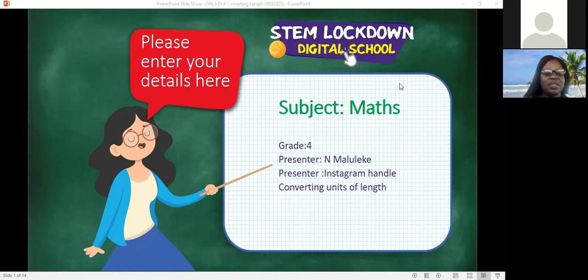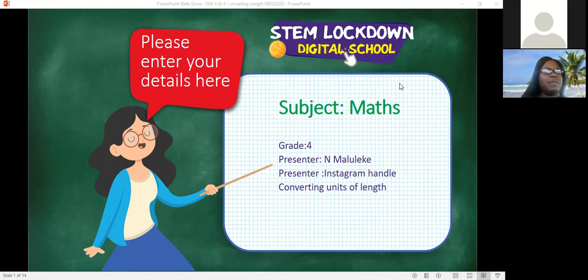So yesterday we started with converting, just bringing you abreast with what we did yesterday. We converted from millimeters to centimeters, and we also converted from centimeters to millimeters. Starting from centimeters to millimeters, we multiply by 10. And if we're converting from millimeters to centimeters, we divide by 10.